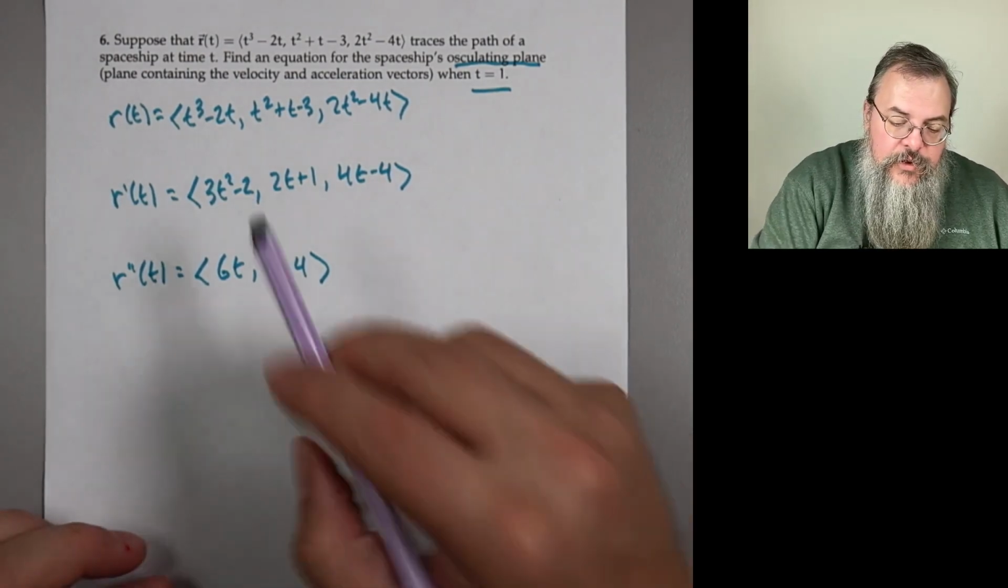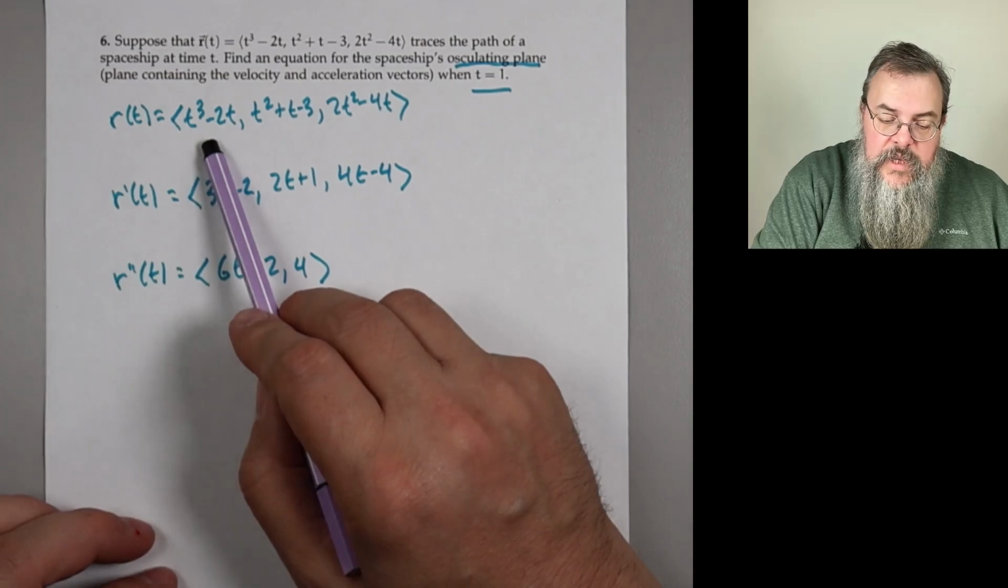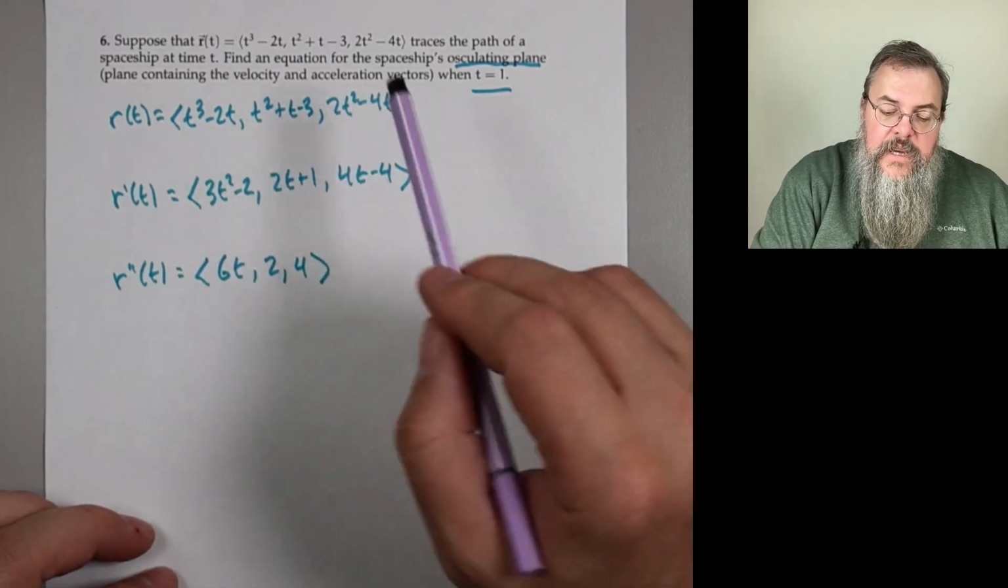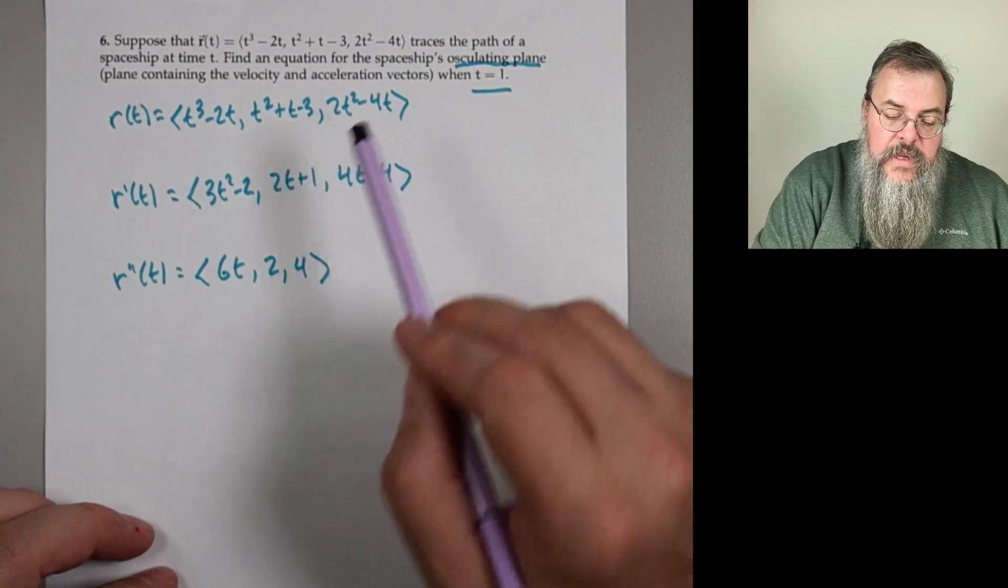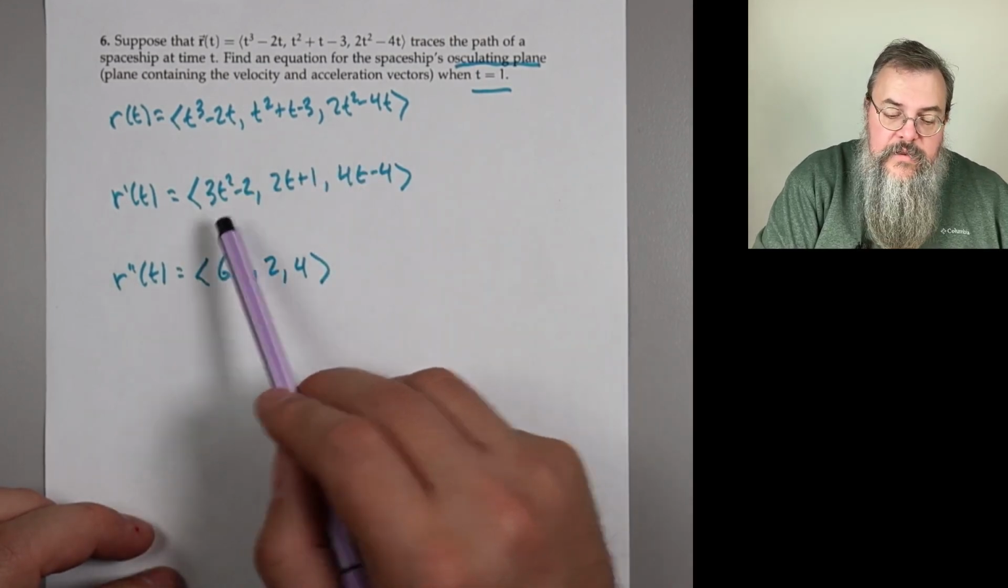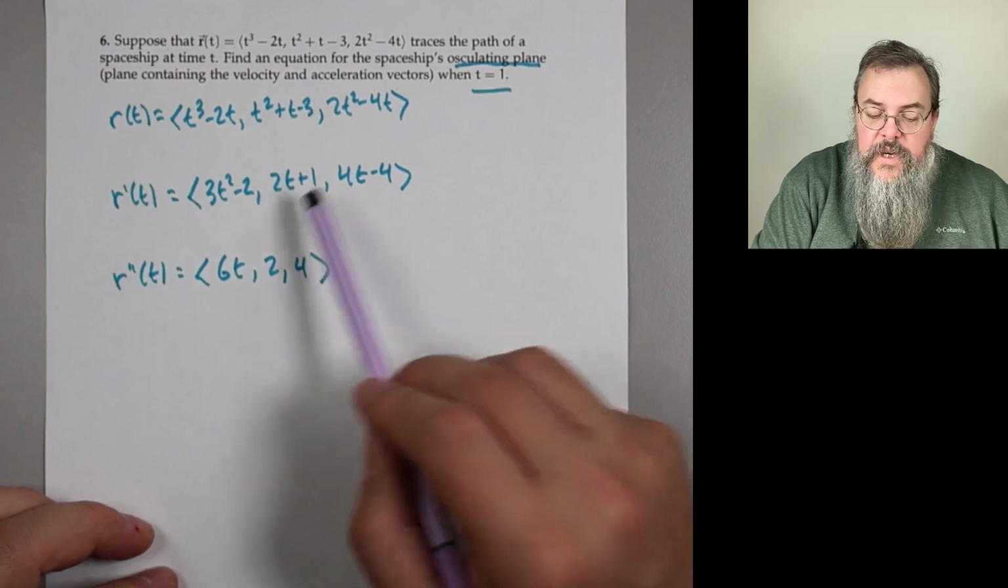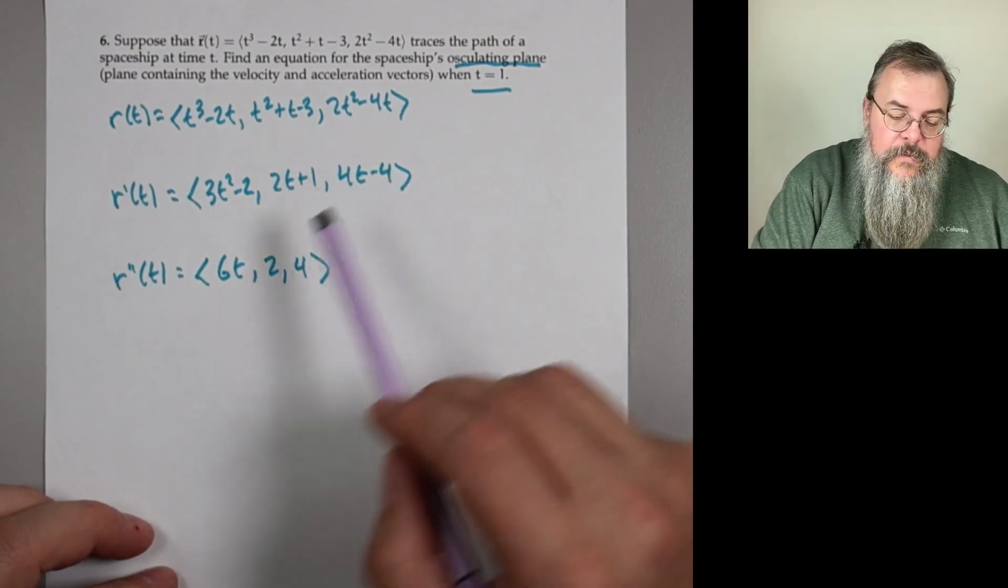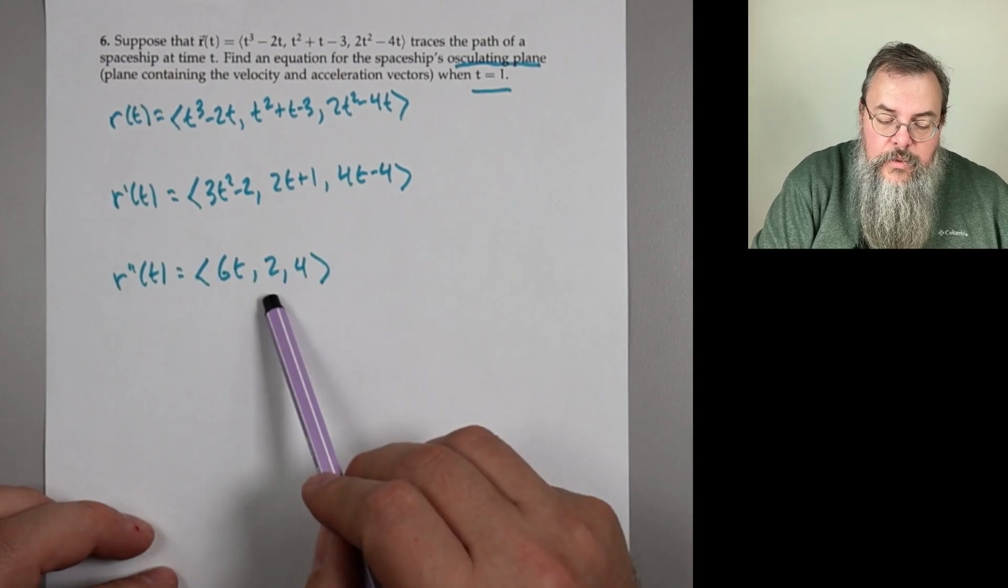So we have, recapping, t cubed minus 2t, t squared plus t minus 3, 2t squared minus 4t. r prime: 3t squared minus 2, 2t plus 1, 4t minus 4. For r double prime: 6t, 2, 4.